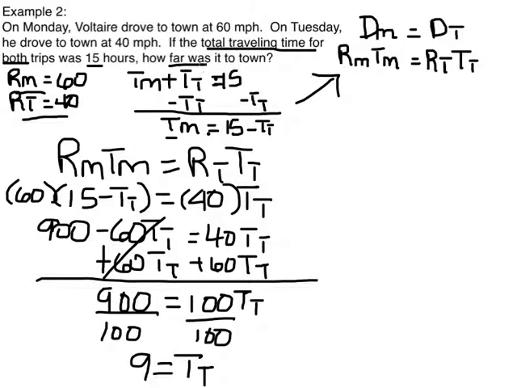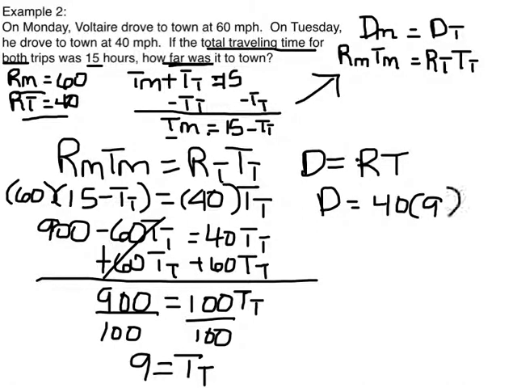And I'm looking for distance. How far was it? All right, so if I know the time for Tuesday and I know the rate for Tuesday, distance equals rate times time. So the distance would equal the rate of 40 times the time of 9. So it would be 360. I'm sorry, that doesn't look very good, does it? 360 miles was the distance.